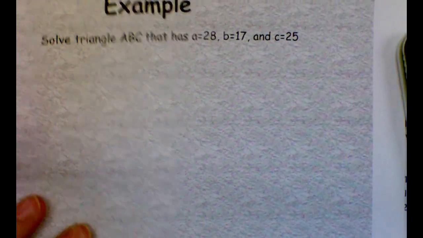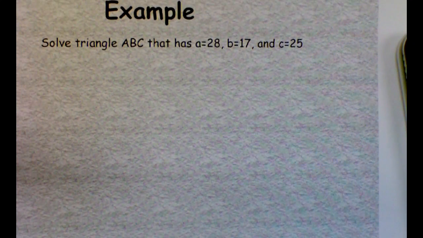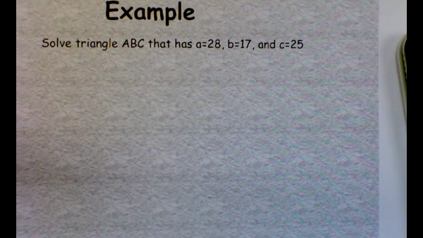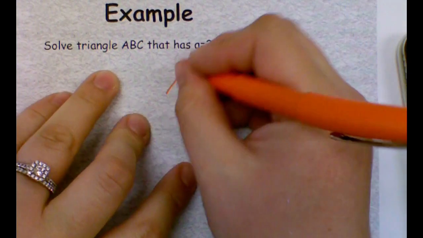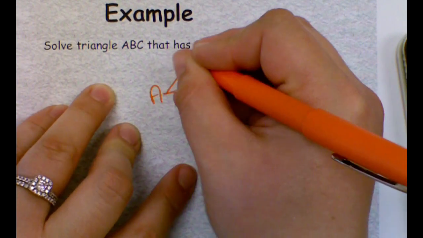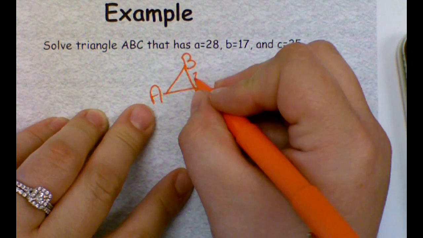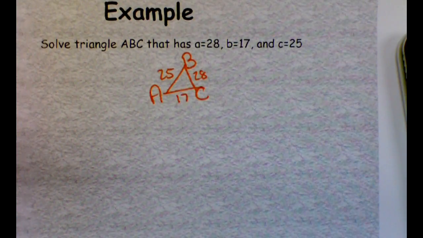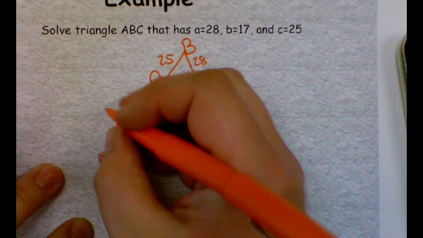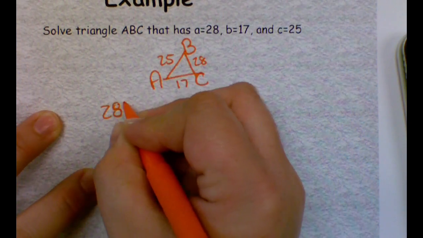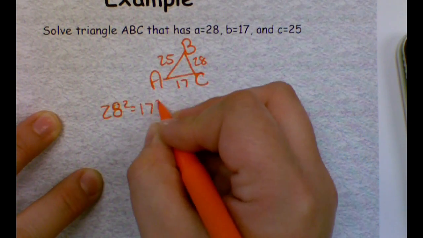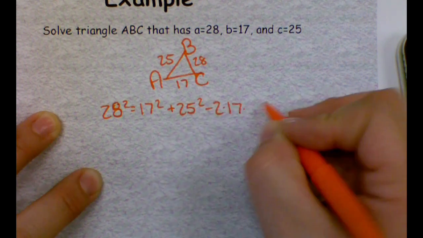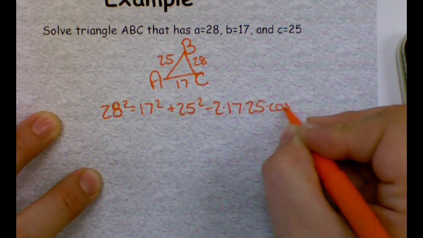All right, and one more. I'm giving you the three sides. At least I think it's one more. Yeah. I'm giving you the three sides. So again, I always draw myself a triangle to help me visualize it. I'm going to find angle A first because side A is the biggest. So I start with side A, 28 squared equals side B squared plus C squared minus 2 times B times C times the cosine of angle A.